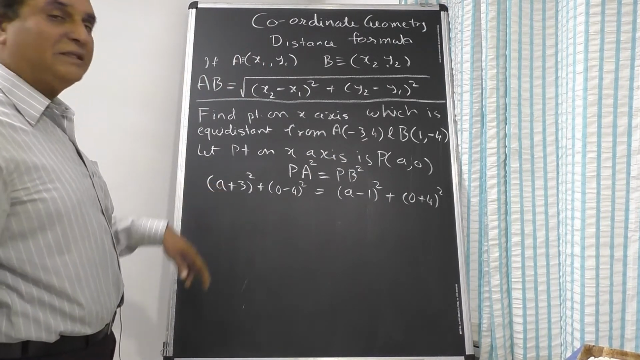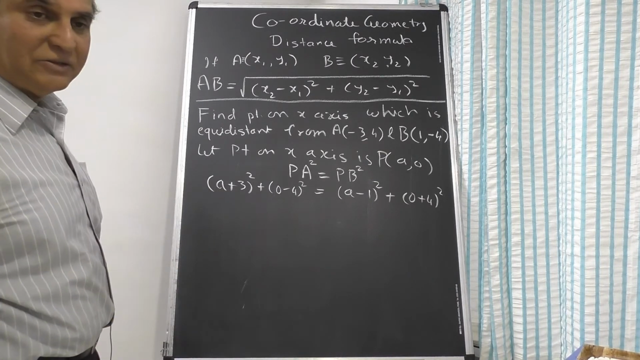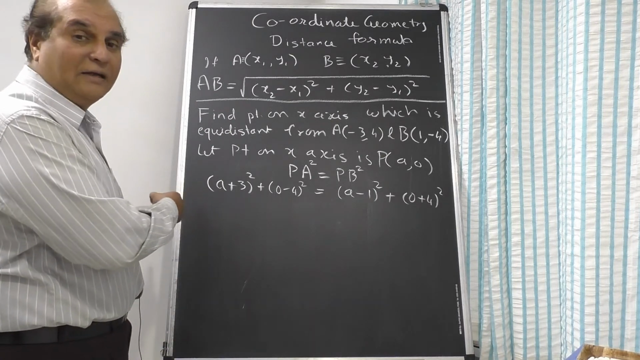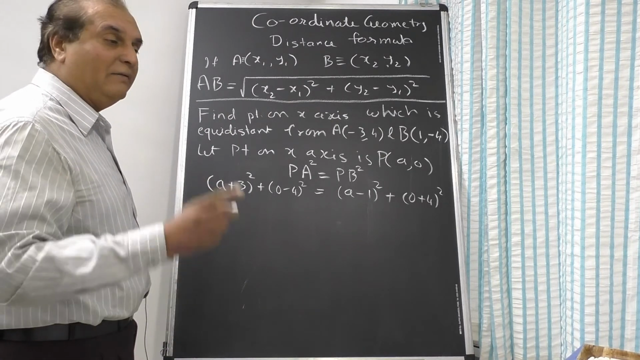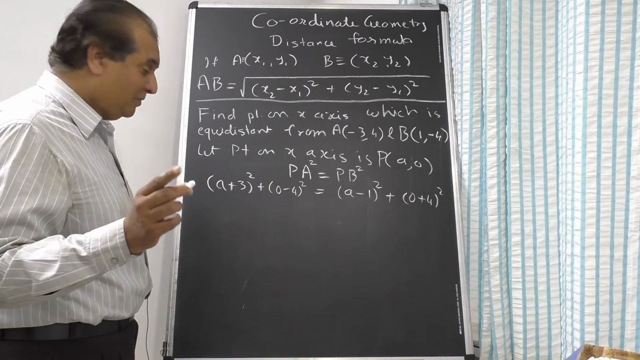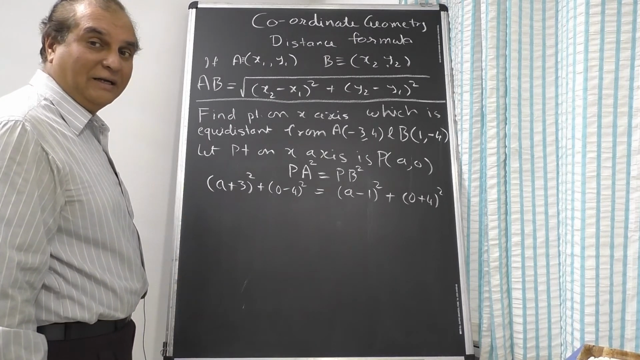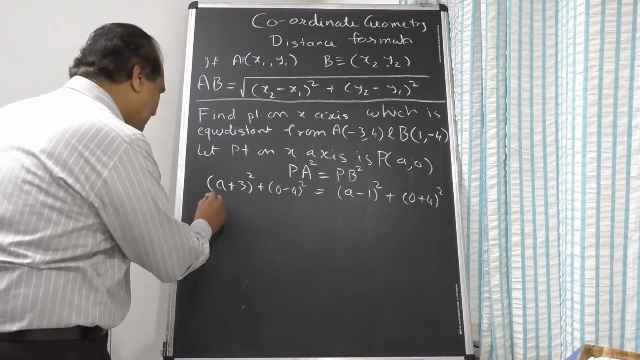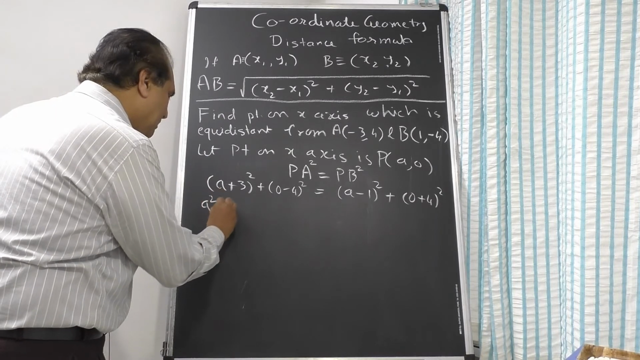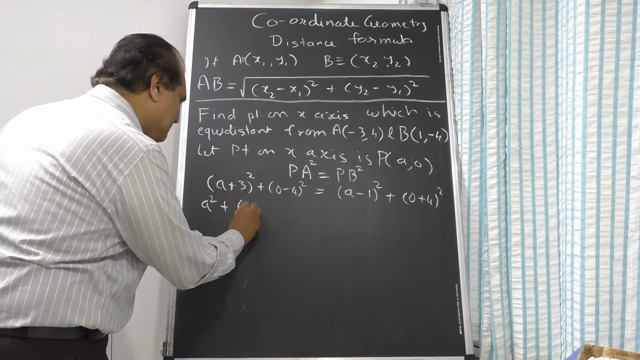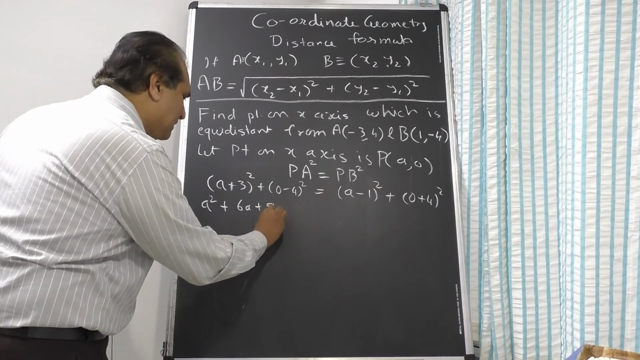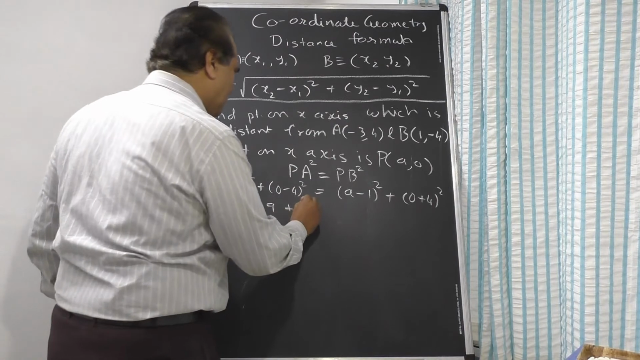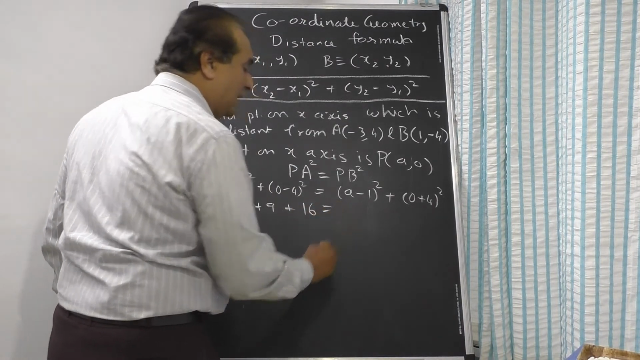So (a + 3) square, you have to use the identity. Many students make a mistake here. They directly write a square plus 9, but no. Whenever binomial, you go to the identity. Identities we have discussed in my identity video. So (a + b) square is a square plus 2ab plus b square. So a square plus 2 into a into 3, that is 6a, plus 9, plus (0 - 4), minus 4 square is 16.